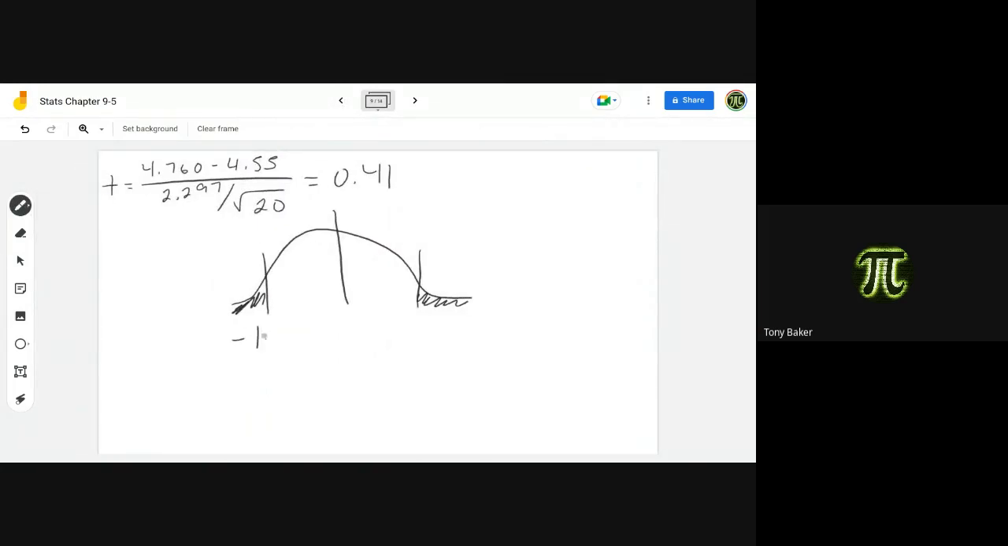So that means I have negative 1.729 and positive 1.729, and 0.41 is somewhere in here. So I do not reject.